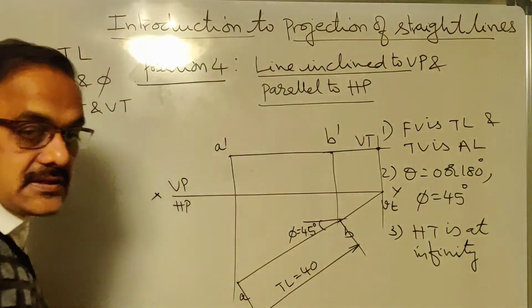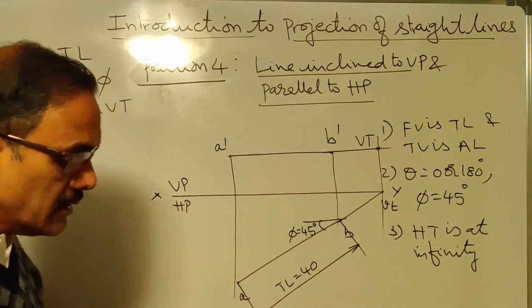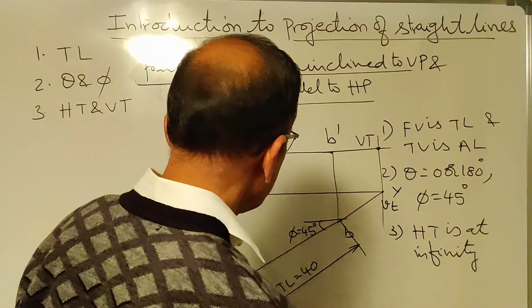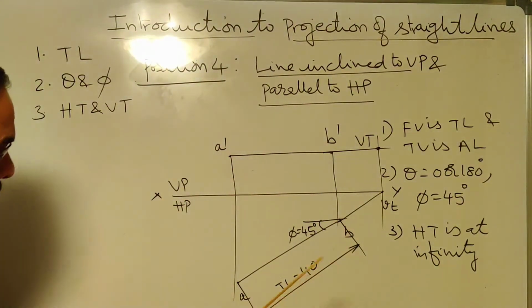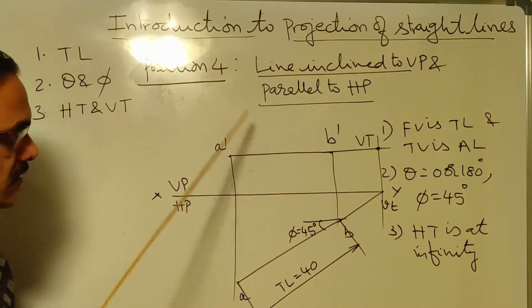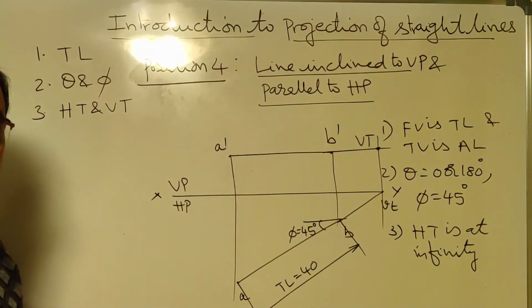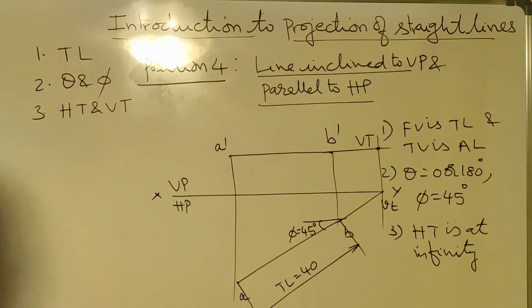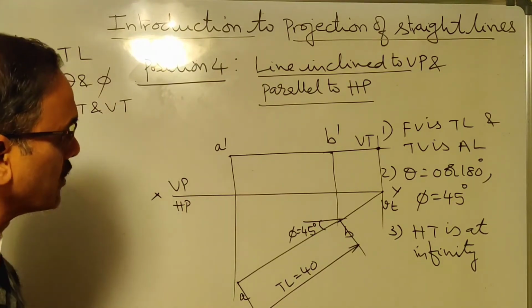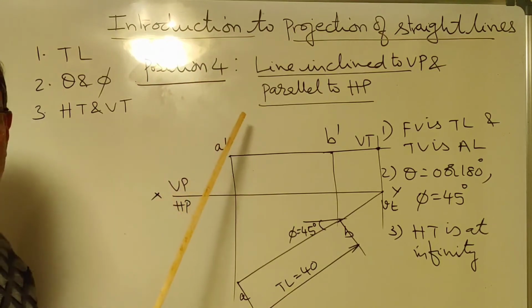There is no HT for this line because the line is parallel to HP. And you can see the true length principle here. Because the top view is true length, the front view is parallel to XY. In other words, if the front view of the line is parallel to XY, its top view has to be true length. You can put it in any way you like. That's about the true length principle. So this is about position number 4.